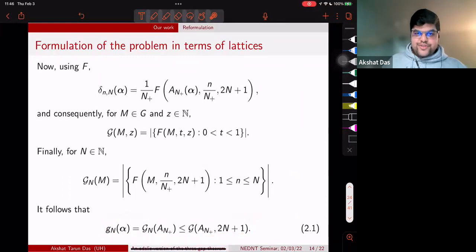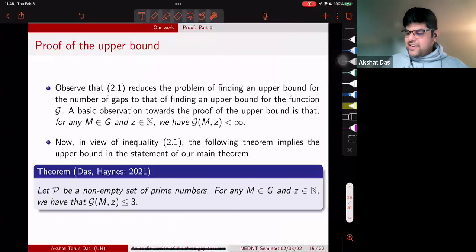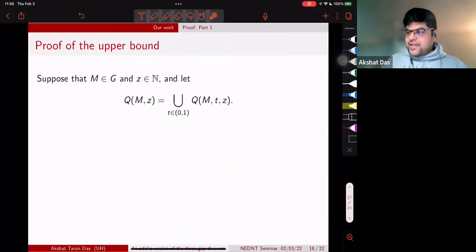And using this inequality, this also helps us prove that the upper bound for the little g function is also 3. Okay, so now I'll go ahead and talk about the first part of the proof, where we are proving the upper bound. First of all, if you recall, the script G function was calculating the number of distinct values that capital F takes as you let t run from 0 to 1.